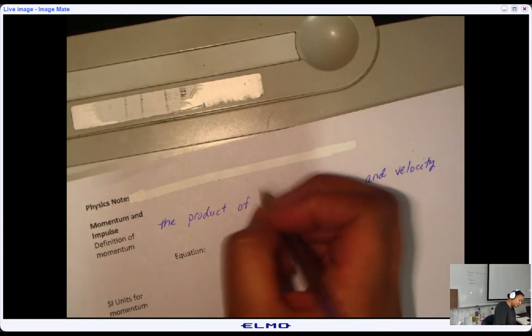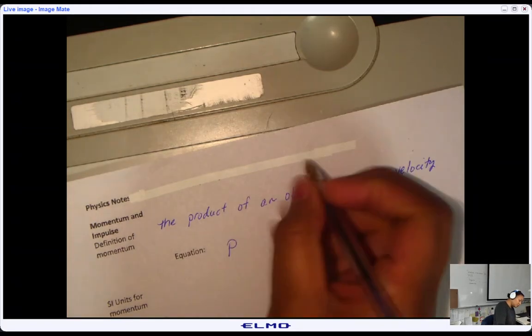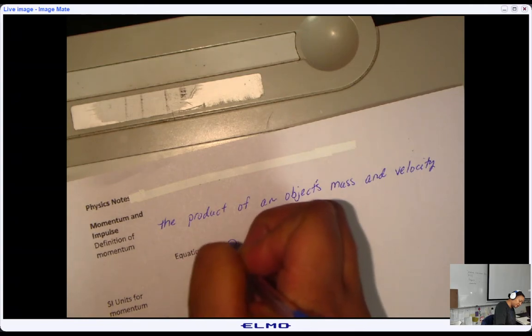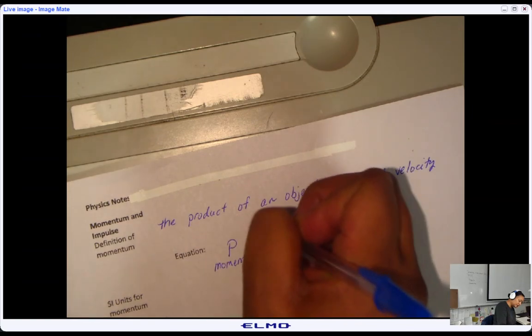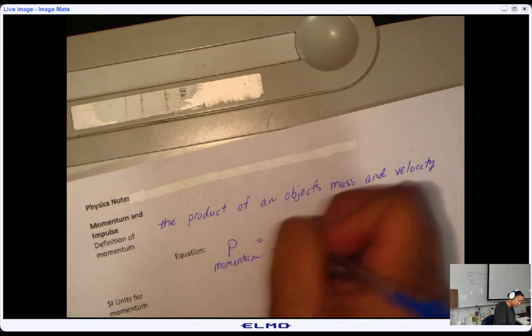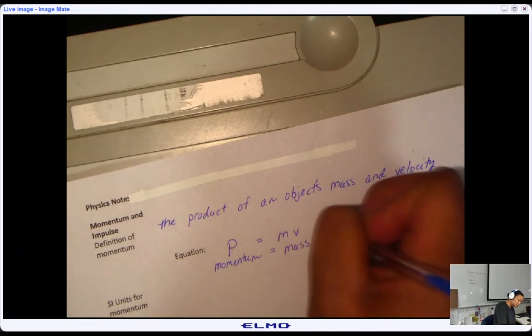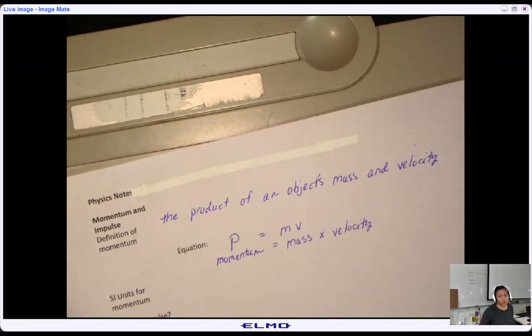So the equation for momentum, where P stands for momentum, that's a lowercase p, equals mass times velocity. Okay, yes, you are multiplying, all right? So product means you multiply. Momentum is mass times velocity, the product of mass and velocity.